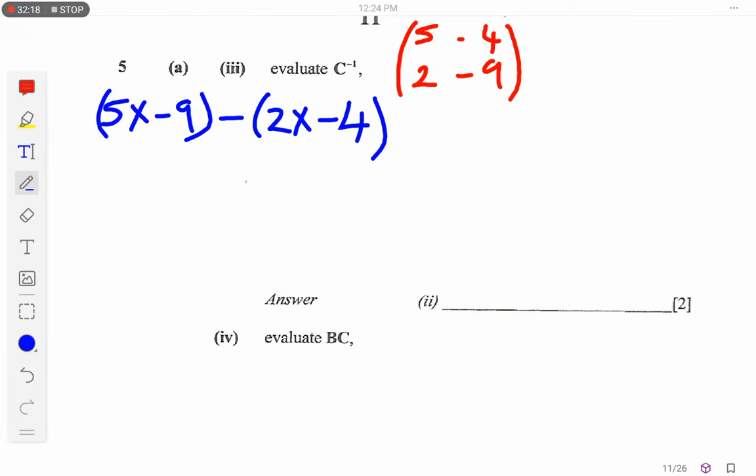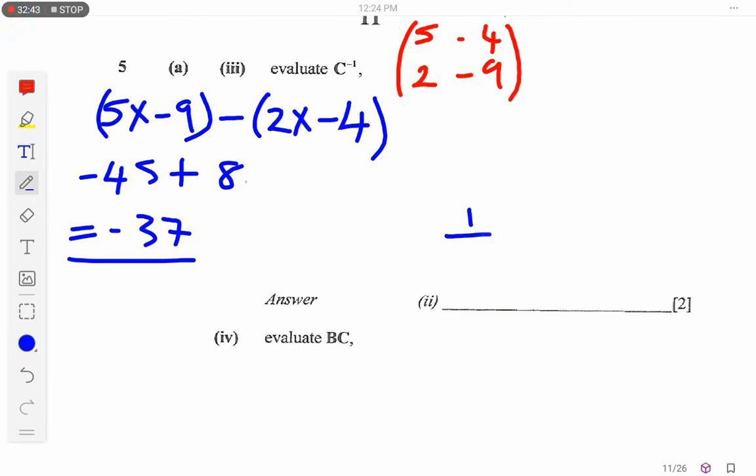So what do we get there? We'll get minus 45, then plus 8. Minus 45 plus 8, we get minus 37. So our determinant is minus 37, and our inverse is going to be 1 over the determinant, minus 37.